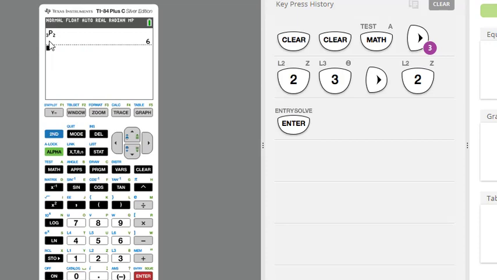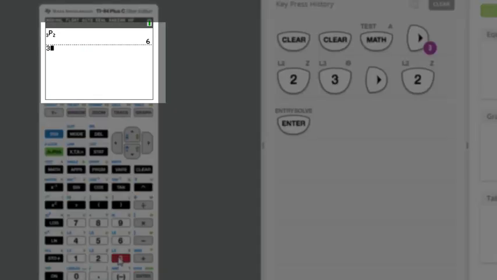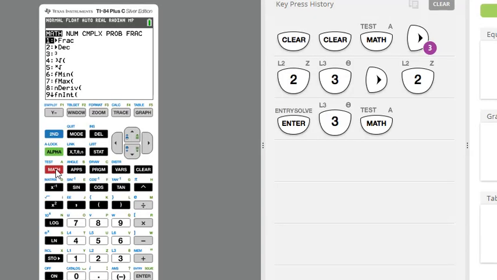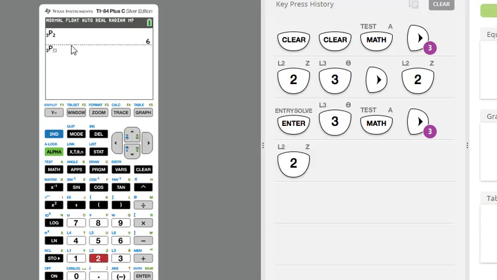Remember, if you have an older calculator, I would have to enter 3 first and then go to the math button, scroll over to probability. I'll just do the permutation again, number 2. And it would not look like this in your calculator, but you will still get the same answer.